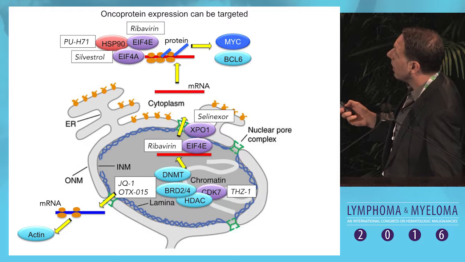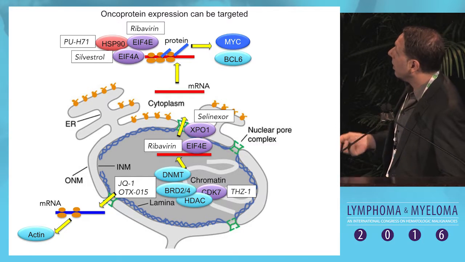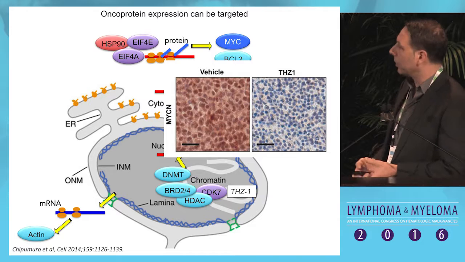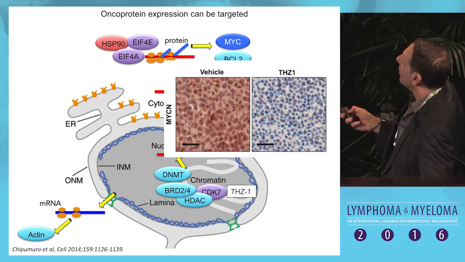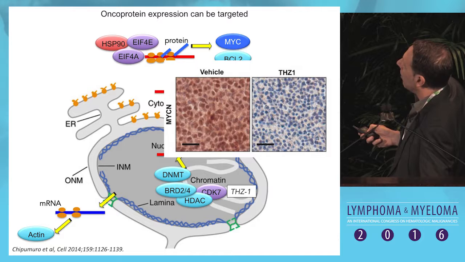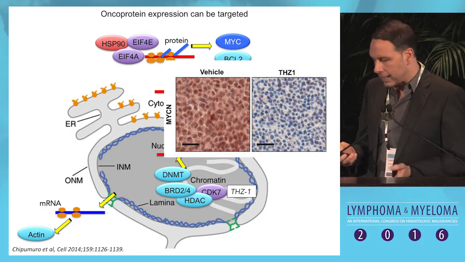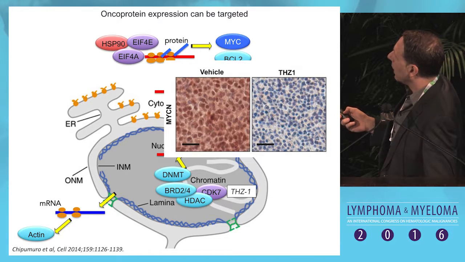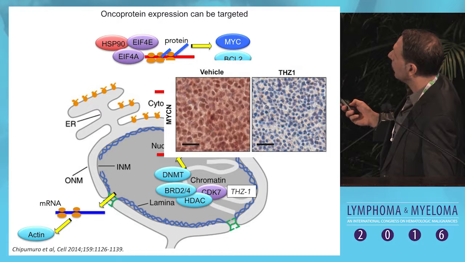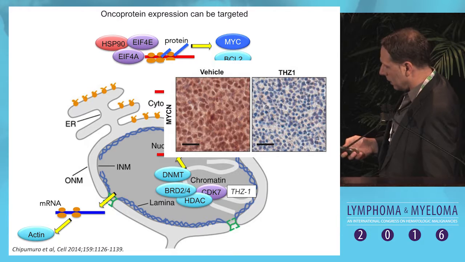And I'm showing here different drugs that can be used to specifically target the production of these oncogenes. I give you a few examples. For example, using THZ1, the inhibitors of CDK7 affect the region in the chromatin called superenhancers and decrease the production of MYC protein. So you can see vehicle and treated with THZ1 tumors, the MYC protein decreases largely.